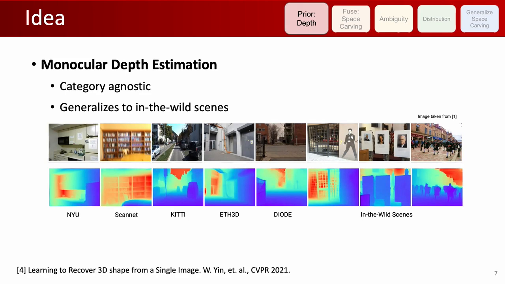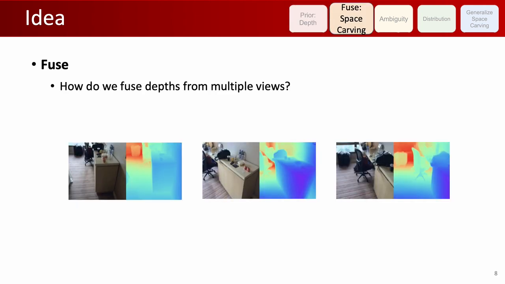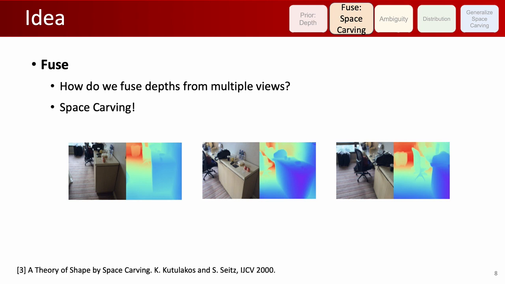The main idea is to leverage depth as a prior in order to constrain NeRF optimization under the sparse view regime. The benefits of depth compared to other priors are twofold. First, it is category agnostic, and second, it generalizes to in-the-wild scenes. The question then becomes, how do you fuse the depth predictions from multiple views? We draw inspiration from the classical space carving technique to tackle this problem.